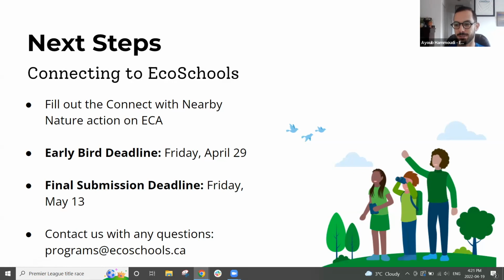And because we now find ourselves in April, the submission deadline is coming up soon. We have an early bird deadline on April 29. So schools that submit on or before this date will be entered into a draw for a celebration package. Our final deadline is Friday, May 30. So make sure to complete all actions in your EcoSchool plan by then. And do not forget to press the submit button, which is very important. And remember that you can reach out with questions to programs@ecoschools.ca.